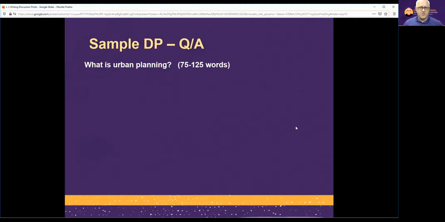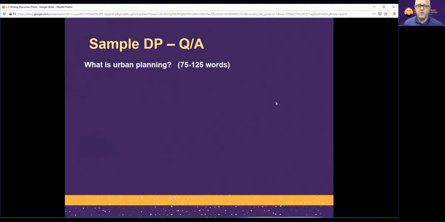And so this is a sample question. This may come up on your discussion post. And this question is, what is urban planning? Now, first off, it's going to go under the assumption that we've been talking about urban planning and that all the students in the class have been learning about urban planning. And this is a simple DP, 75 to 125 words.